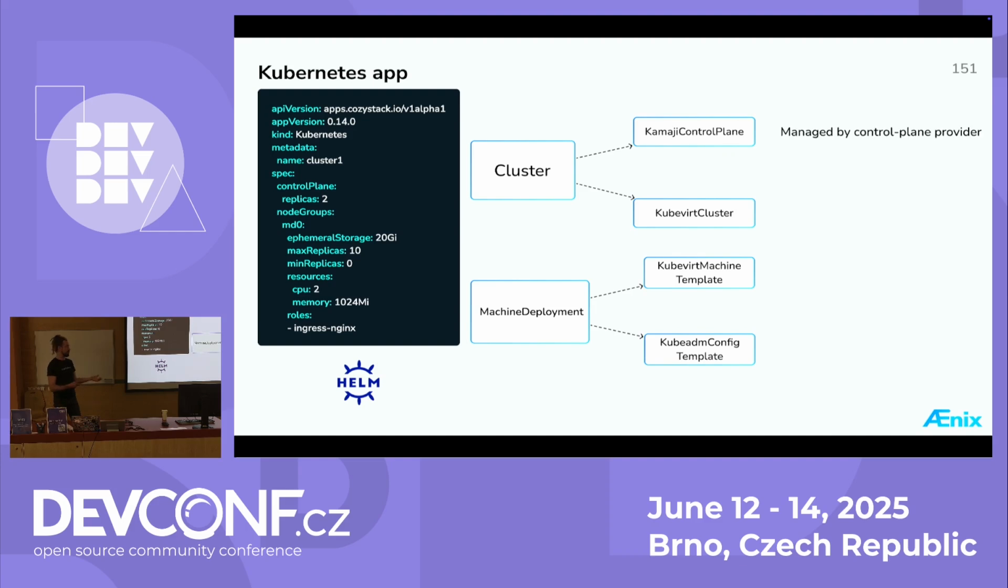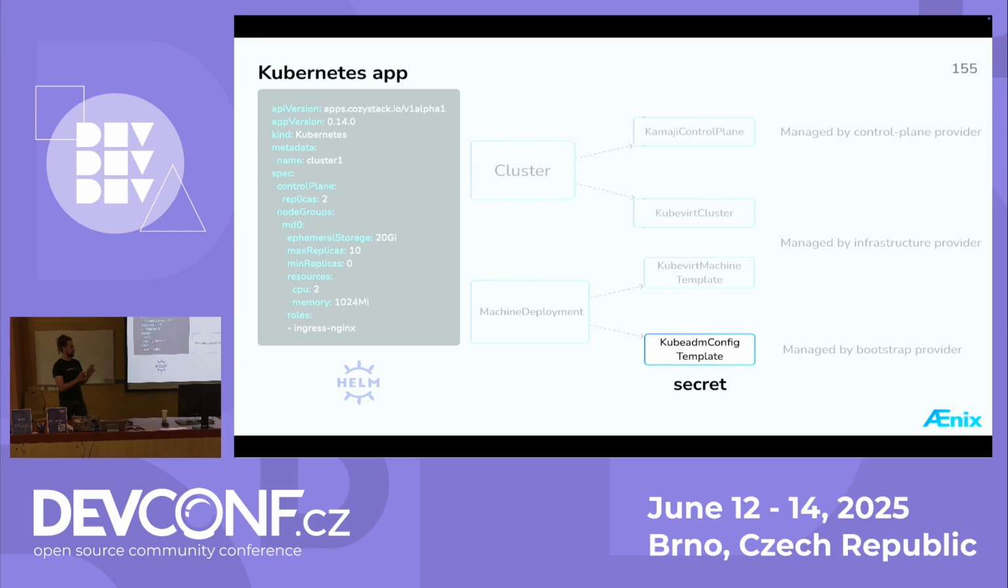We have the control plane provider, which is managed by Kamaji. We have the KubeVirt infrastructure provider, which manages resources for KubeVirt. And we have the Bootstrap provider. We use the default one, the Kubeadm Bootstrap provider, which actually goes to the created control plane, creates a join token for Kubeadm, and then generates a secret for the cloud-init configuration for the virtual machines. So after virtual machines get booted, they can automatically join the control plane.